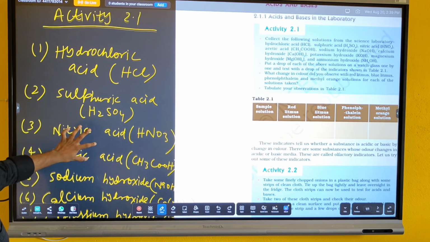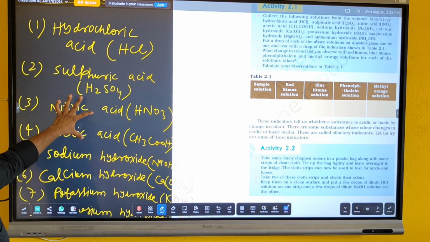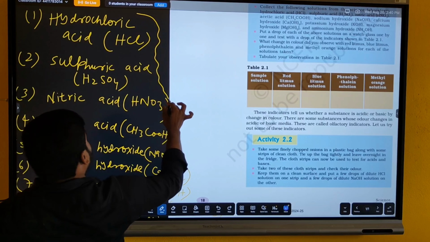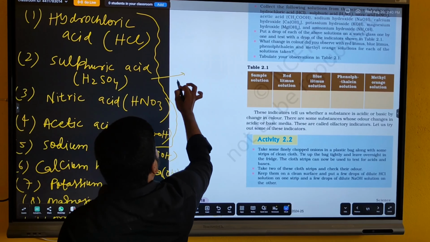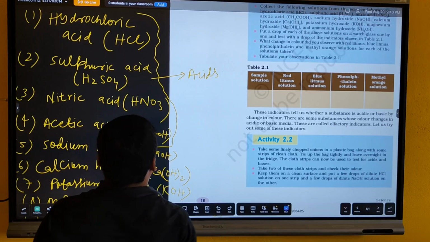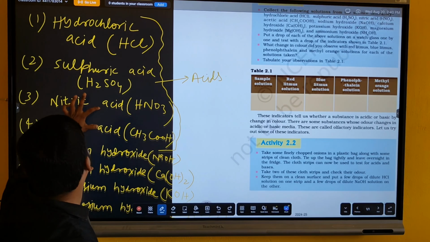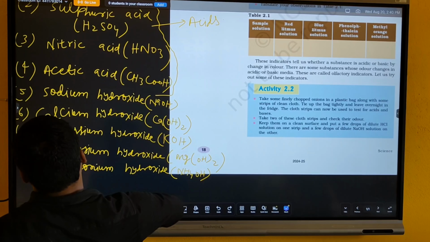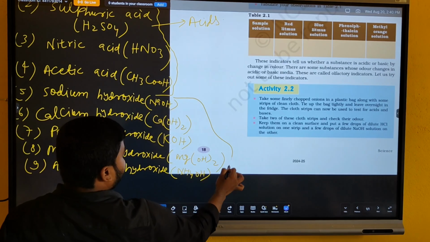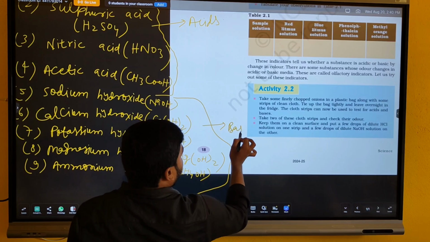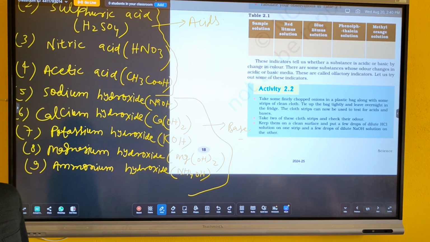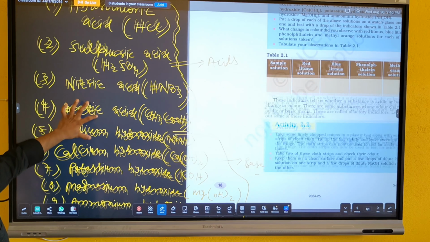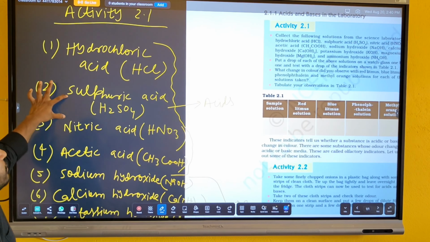First we will write what all substances we are using. From number 1 to number 4, these all are acids. From number 5 to number 9, these all are bases. First we have to write this. After that, what they are telling you, we'll discuss further. First write all this down, okay? Write it down quickly.